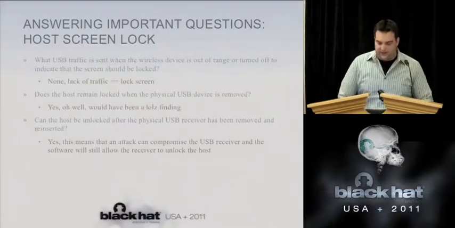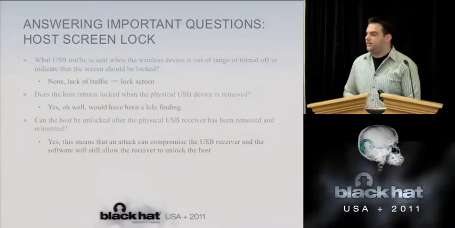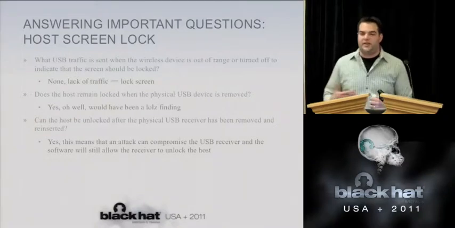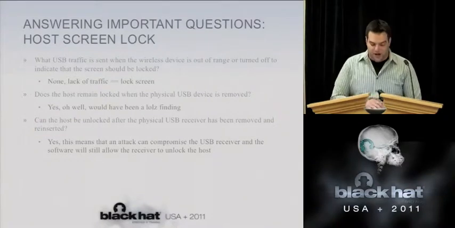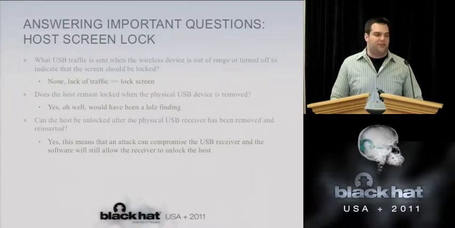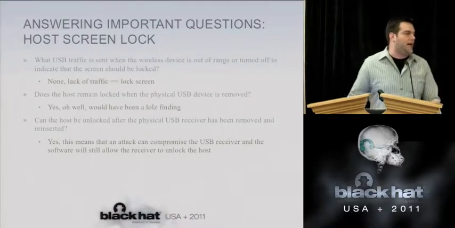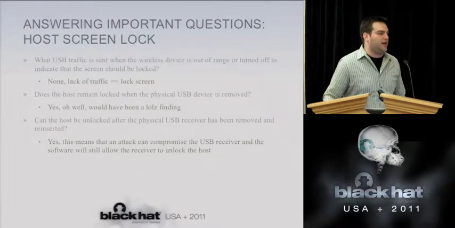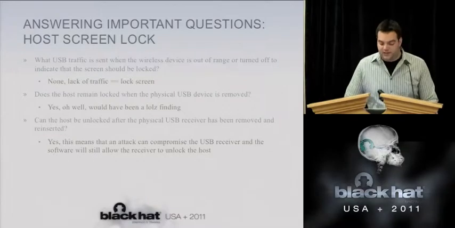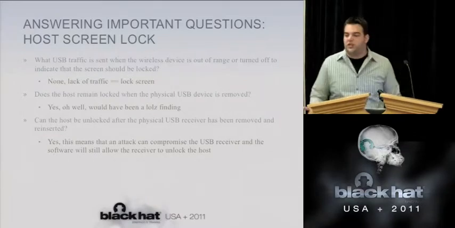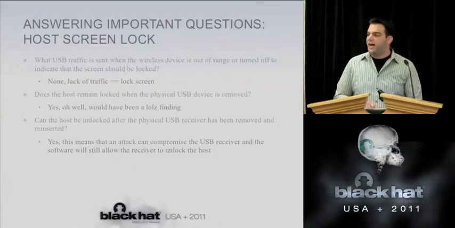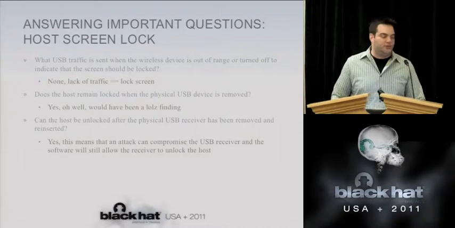So the next question is, when the host screen is locked and being protected, what does the USB traffic look like? What is this device doing to say, hey, this wireless token's out of range, lock the screen? What's being sent? And actually the answer is no traffic is being sent. So really it's the lack of USB traffic that's signaling to the host software that the screen should be locked. So we can identify that, right?